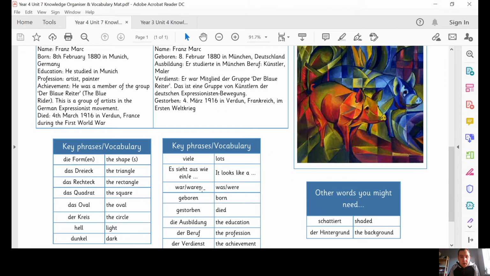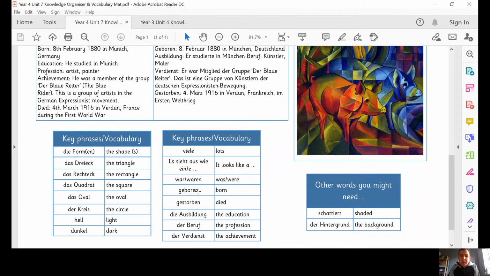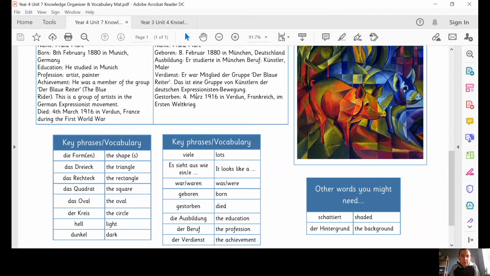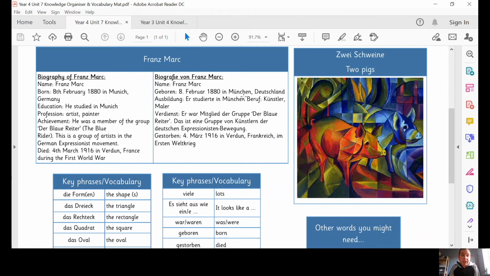War and waren, was and were, are quite helpful words to know in the past tense. Geboren means born, gestorben, died. Die Ausbildung is the education. Der Beruf, the profession, so his profession, and der Verdienst, the achievement. So they're words that you can see up here as well in his biography.